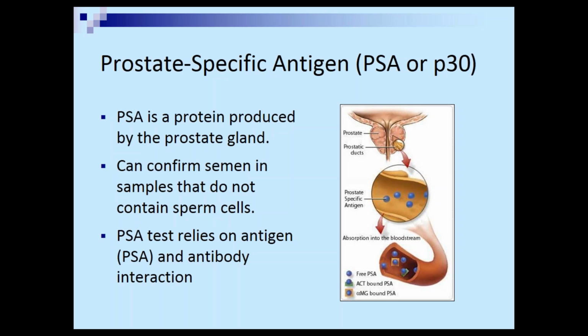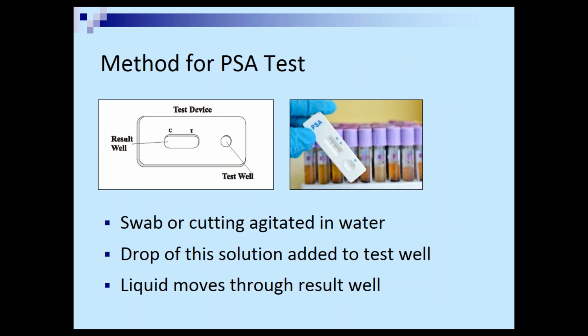Okay. So it's a protein produced by the prostate gland. Again, it has nothing to do with the amount of sperm cells or anything like that. And the test is an antigen-antibody reaction. Specifically, it is a card just like a pregnancy test. So you'll take a cutting of the swab or a cutting of the stain, throw it in a tube of water and shake it up. Any sperm cells and any PSA that's in there is going to go into the liquid, and then you take a drop of that liquid and apply it to the test well.